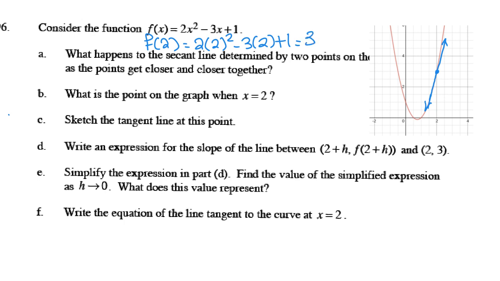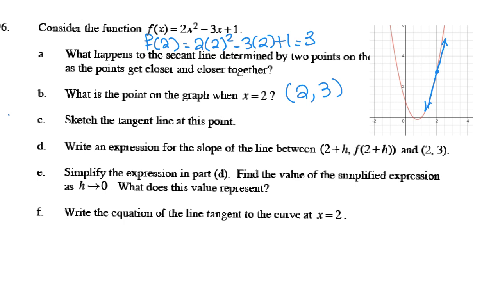So what is the point on the graph at x is equal to 2? Then this would be (2, 3). We already sketched the tangent line at this point. So here is the tangent line, which is touching that graph at x is equal to 2. And it would be touching that graph at 1 point.